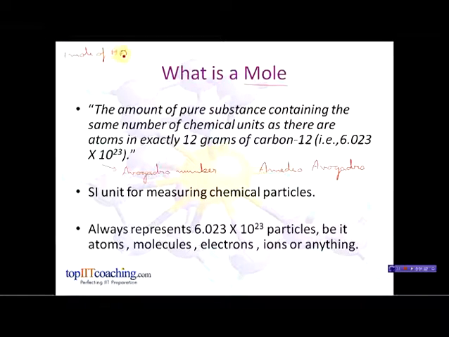hydrogen atoms, we mean 6.023 × 10^23 hydrogen atoms. Similarly, when we say 1 mole of hydrogen molecules, we mean 6.023 × 10^23 H2 molecules. And 1 mole of hydrogen ions means 6.023 × 10^23 hydrogen ions.